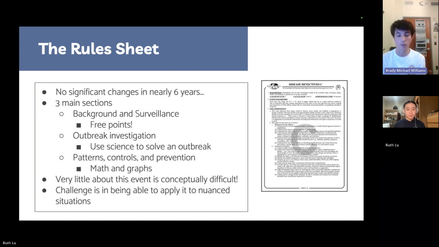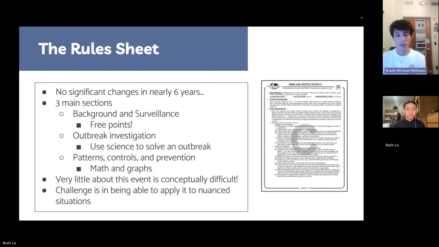So understanding the patterns that these diseases can have, like in graphs, epi curves, as well as understanding how to prevent them. So this often comes in parallel with the outbreak investigation. Often you'll use your skills to solve the outbreak and then figure out how you want to prevent it.